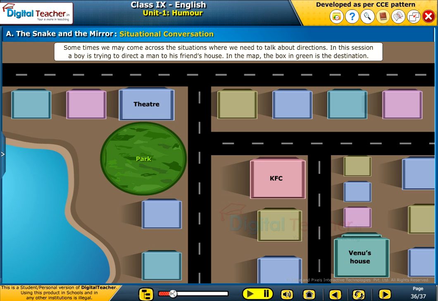Sometimes we may come across the situations where we need to talk about directions. In this session, a boy is trying to direct a man to his friend's house. In the map, the box in green is the destination.